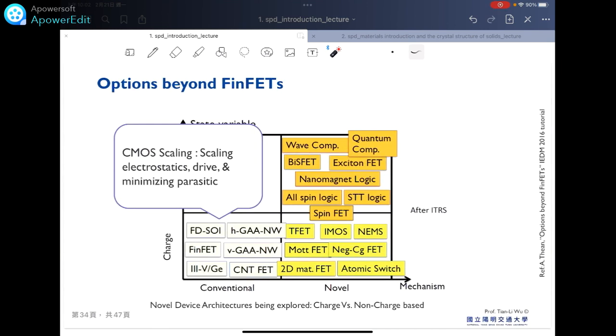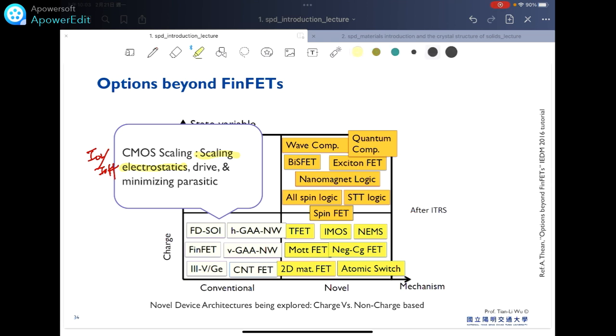So let's quickly go through some of the interesting ones. The first one is the very conventional CMOS scaling. Scaling is what we have already talked about, where we try to make the channel as small as possible. Therefore, scaling will have certain issues, for example, electrostatics, which we already mentioned, which is an on-off ratio issue. When we try to make the device as small as possible, we see that the off current will increase, and then we get a worse on-off ratio.